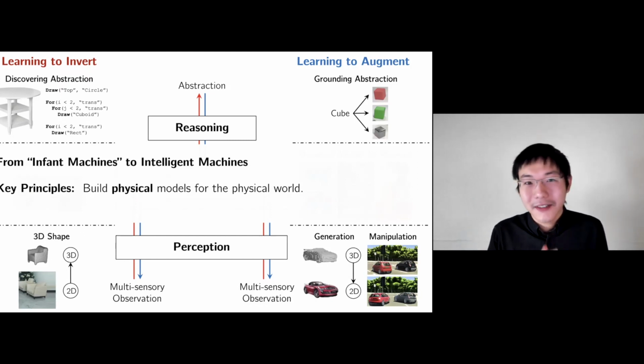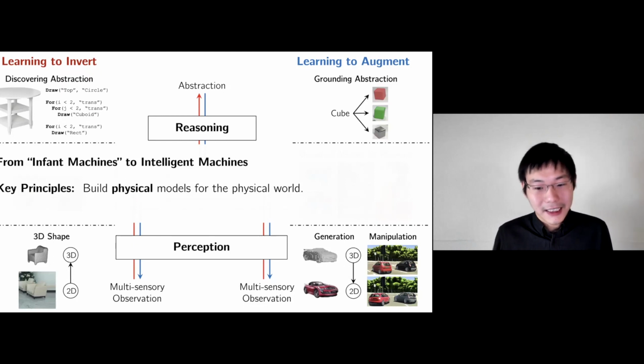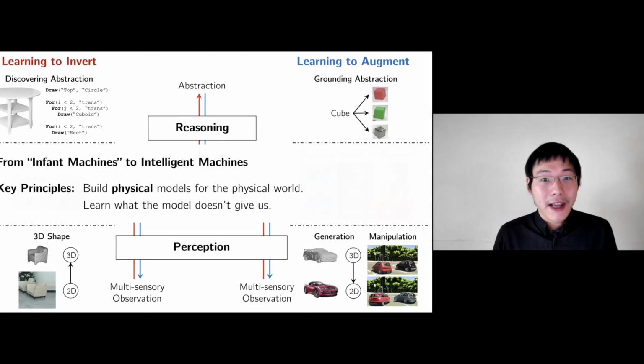And through such universal but also very minimal constraints, we will be able to help you factorize or decompose the learning problem into smaller, modular, simpler problems, and to make your system learn better, learn more efficiently, and also generalize to novel combinations or new scenarios for combinatorial generalization. So we want to build physical models for the physical world and learn what any of these models don't give us.